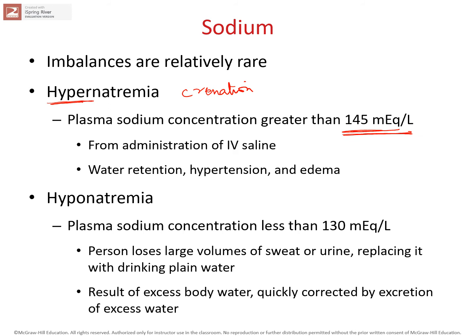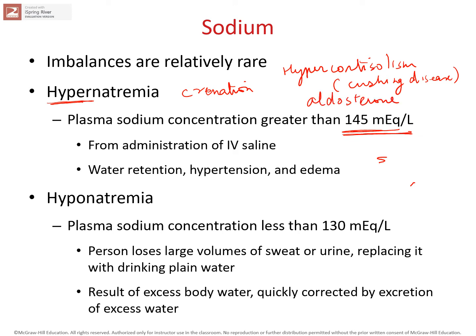Hypernatremia is high amount of salts, right? So this is caused by, let me write that down, this is caused by hypercortisolism. So when your body secretes too much cortisol, it leads to Cushing syndrome. So people with Cushing disease, they end up retaining a lot of salt because of overproduction of a hormone known as aldosterone. Now, aldosterone is a salt retaining hormone.